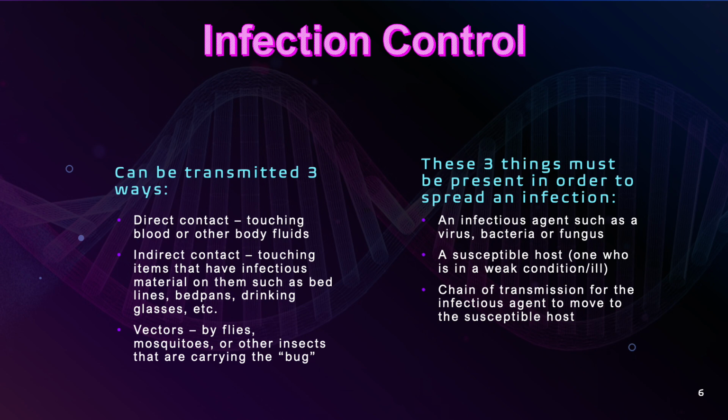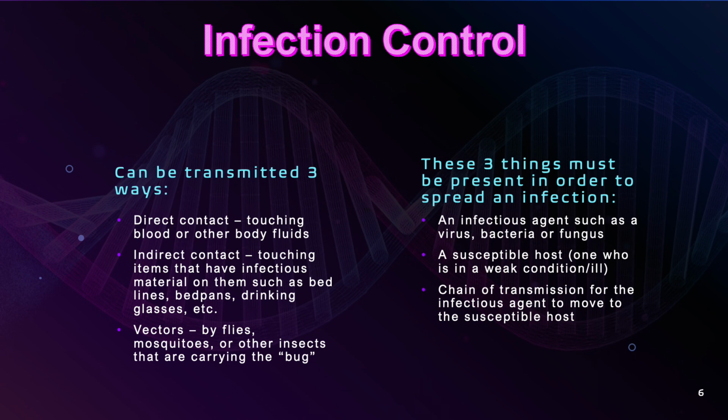So infections can be transmitted in 3 different ways. Direct contact, so that is when you directly come in contact with someone else's blood with your own open wound or some sort of contact. Indirect contact can be if the infectious material was contaminated by blood and then you touch that infected material. And vectors, by any sort of bugs or insects that might be carrying something infectious.